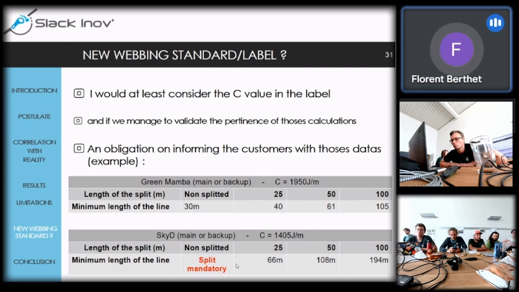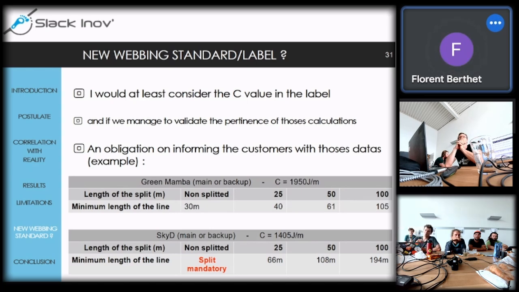And you will be able to see that if he has something like a 70-meter long line to rig, he can only use a 25-meter split. If he has a split 50, he won't be able to use his setup below a 108-meter long line. And the same for a 200-meter line, he can go for 100-meter splits. So this is a way to explain easily to a customer: okay, you have your webbing, with the data of this webbing, this is the safe setup that you can rig, with a minimum length for each length of webbing.